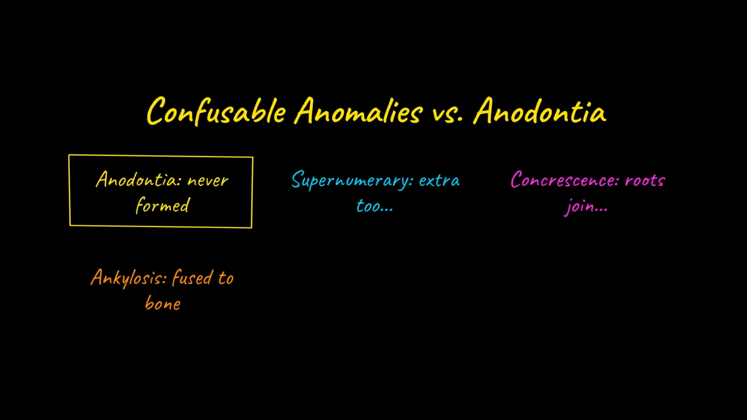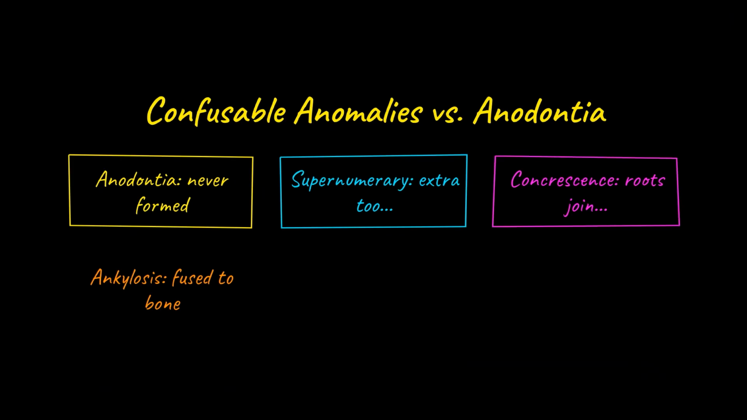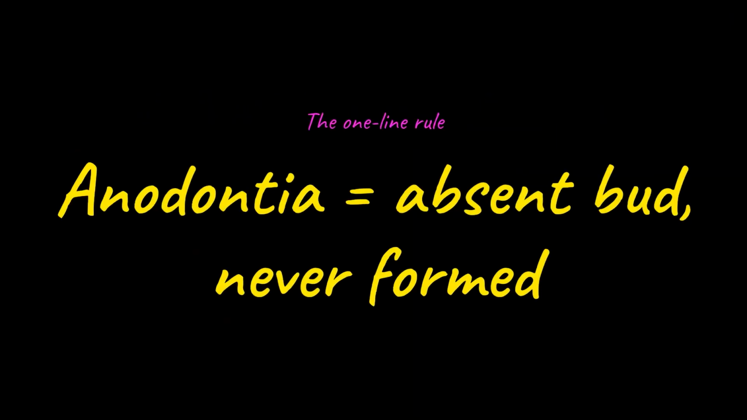The classic exam trap is confusing anodontia with anomalies of addition and fusion. A supernumerary tooth adds an extra tooth. Concrescence joins two roots at the cementum, and ankylosis fuses a tooth to surrounding bone. Only anodontia names teeth that never developed at all. When an exam stem describes teeth that are congenitally missing with no sign of a bud in the bone, anodontia is the answer. It stands apart from every other dental anomaly because the tooth never existed to begin with.